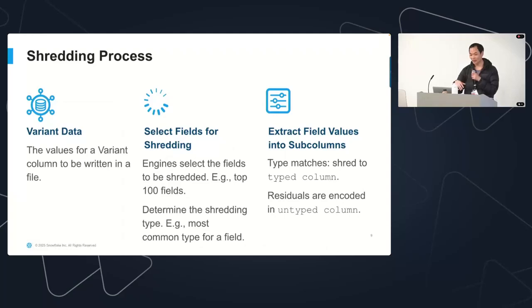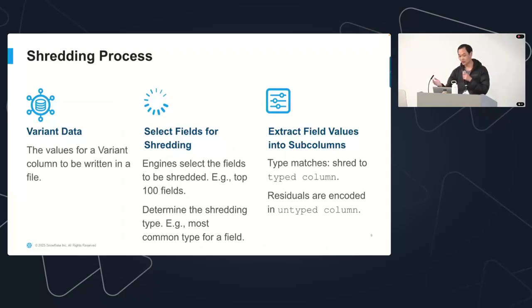The second task is to determine the shredding type. As I showed in the previous examples, for example, event type can be string or can be int. Now, how do we decide which type to use? One example can be the most common type. If I see a lot of strings for event type, then maybe I can choose string as the shredding type.